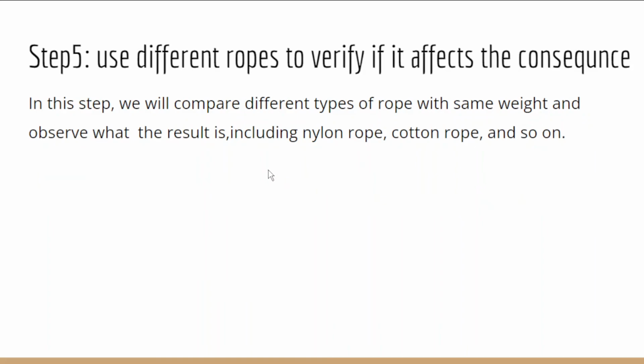Step 5. Use different ropes to verify if it affects the result. In this step, we will compare different types of rope with the same weight and observe the result. This includes nylon rope, cotton rope, and so on.